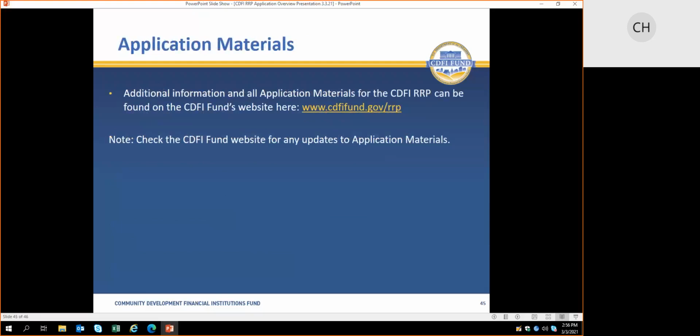Finally, if you want to access the application materials, navigate to that website that I showed at the start of the presentation. We've got a new address set up for the RRP. That's cdfifund.gov/RRP, and you'll find all of the application materials that are applicable to this program for your download.